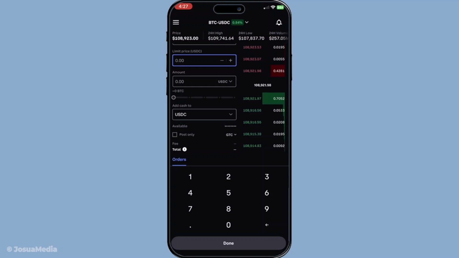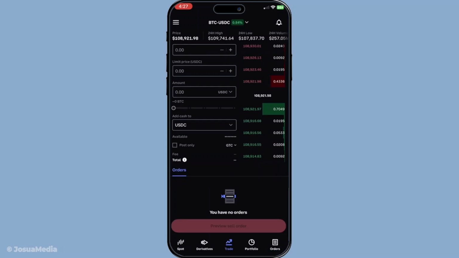The next step involves entering the exact amount of cryptocurrency you would like the order to affect. Accuracy is key here, as this determines how much of your holdings will be sold or purchased once the order executes. Before finalizing, take a moment to preview your order. This is a good chance to double check that all your details are aligned with your trading strategy and risk management plans. Once you're satisfied, place the order.